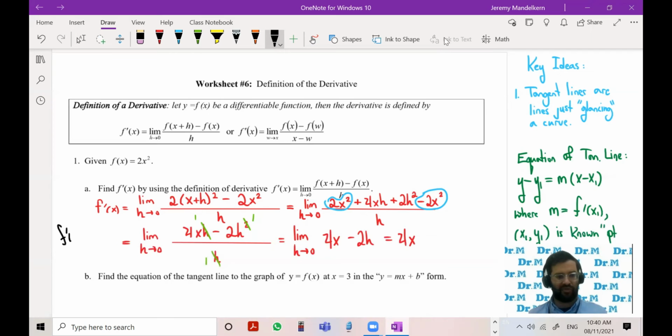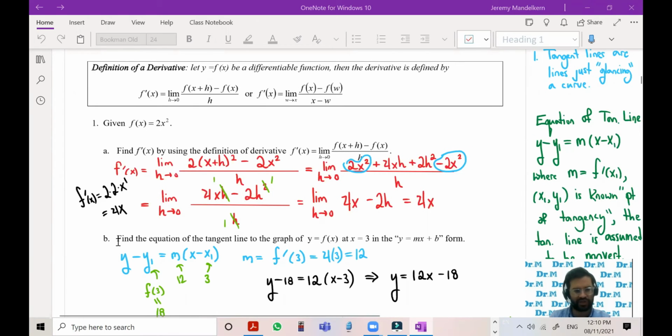So f prime of x is obtained using the power rule as 2 times a, 2 times x to the power 1, which is 4x. So that agrees with the result that we obtained earlier using a different method.